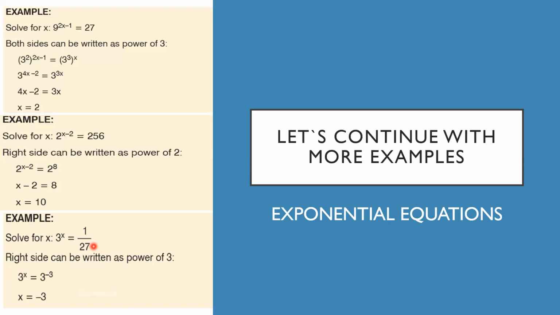So 1 over 27 is basically 3 to the power of negative 3. Then it's going to be like this: 3 to the power of x equals 3 to the power of negative 3. The bases are the same, so x equals negative 3. Okay, let's continue.